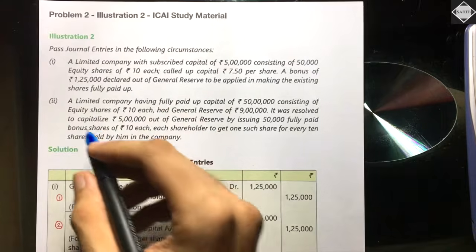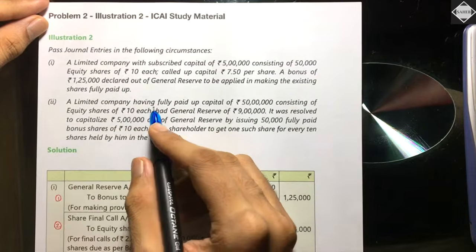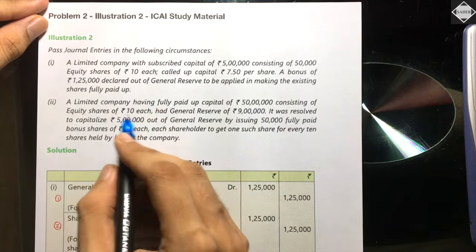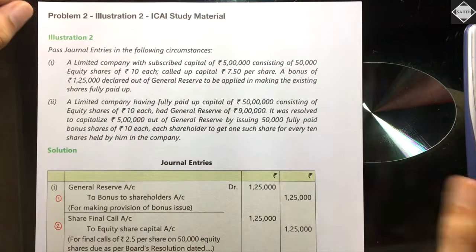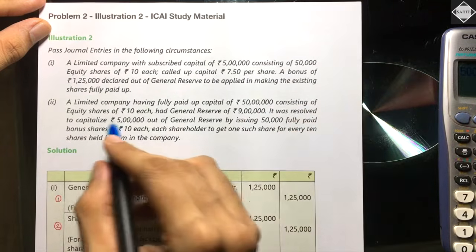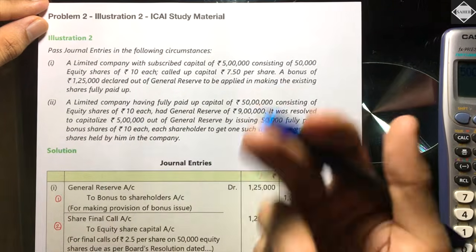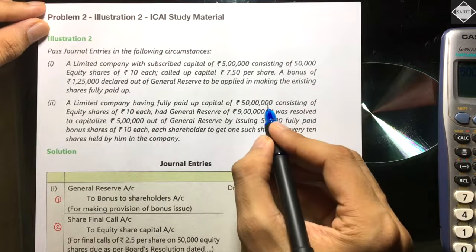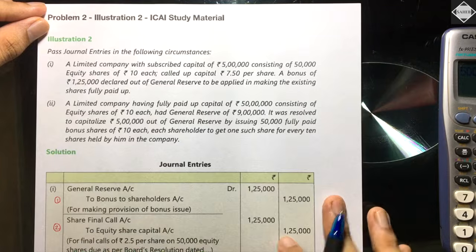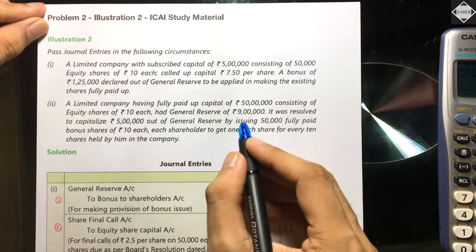Now see the second circumstance. See here, a limited company having fully paid up capital of 50 lakh consisting of equity shares of rupees 10 each. So that's the existing capital. So how many number of shares are there? Existing shares, 50 lakh divided by 10, that is 5 lakh. 5 lakh shares are there. Is that clear?